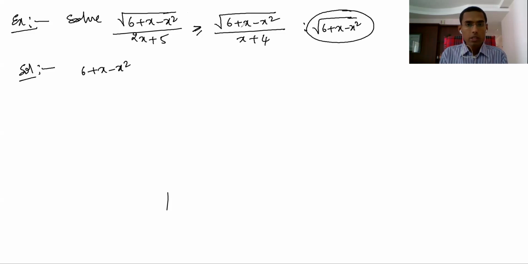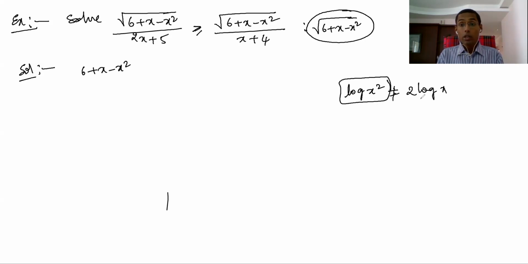That's the first important thing. Because I must have already told you this: the function log x square and the function 2 log x are different. These two functions are not equal. When you come to functions, both the domain and the values of the functions must be equal.